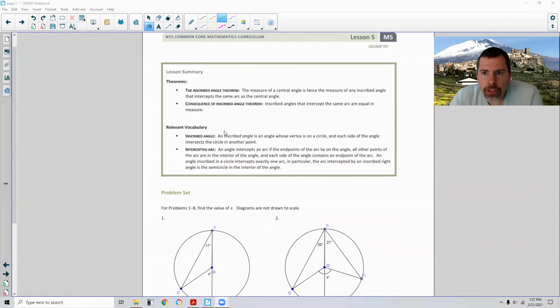Okay, page 8 brings us to the end of lesson 5. Review the lesson summary, 2 theorems and 2 vocab words, and go do your problem set.